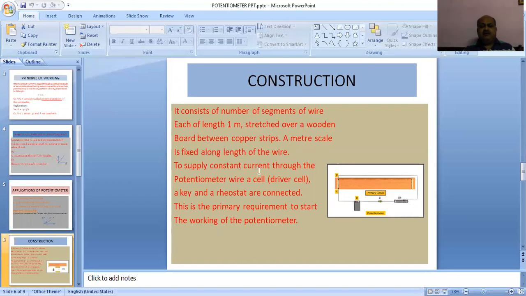To supply constant current through the potentiometer wire, a cell, that is the driver cell, a key, and a rheostat are connected. This is the primary requirement. And what is the primary requirement? If you are given a potentiometer for any purpose, the first requirement is to connect a cell, a key, and a rheostat. And with the help of the rheostat, supply constant current to the potentiometer wire, and then you can think about its working.